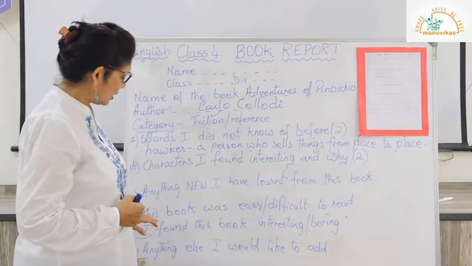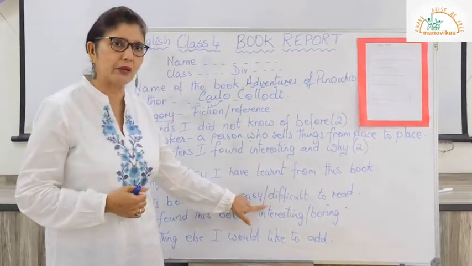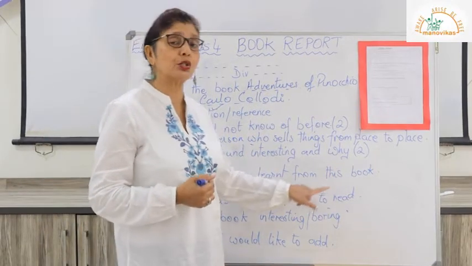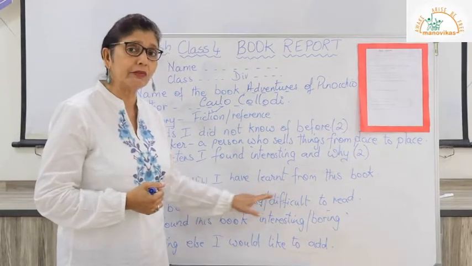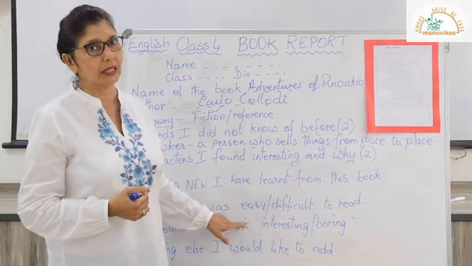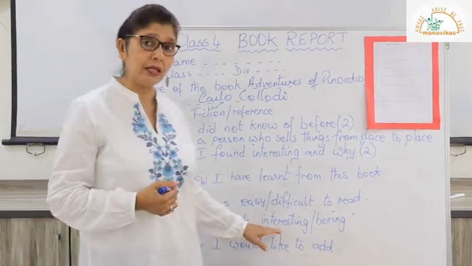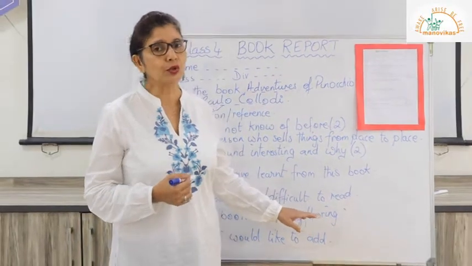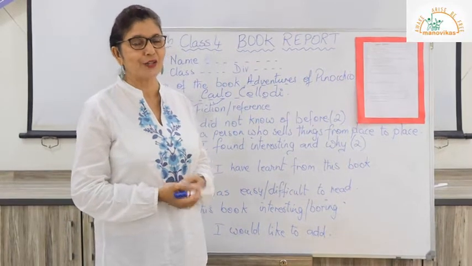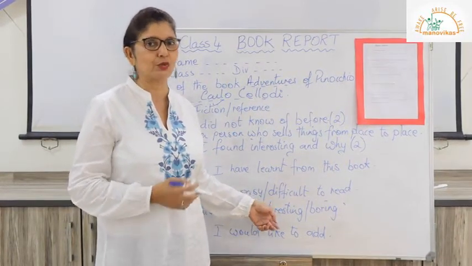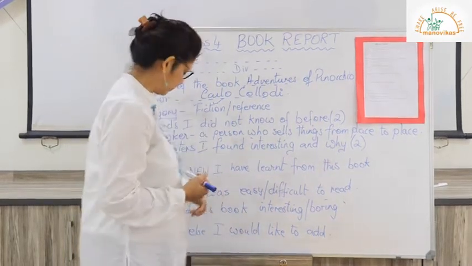Now the next thing is this book. You have to write this book was easy or difficult. They've given you 2 options here again, whether the book was easy or difficult to read and understand. So if the book was difficult, you take difficult. If the book was easy to read, you take easy. The next thing is whether you found this book interesting or boring. I don't think it would be boring because you wouldn't then read the book and complete it. So I think most books will be interesting, and that's why you have read it from beginning to end. So read books which are interesting.